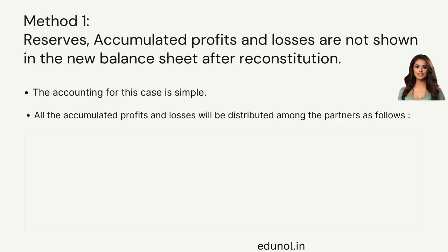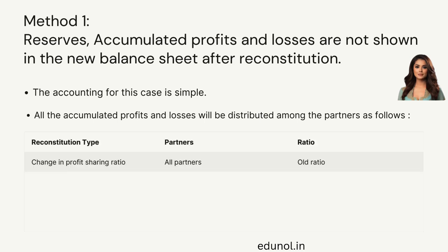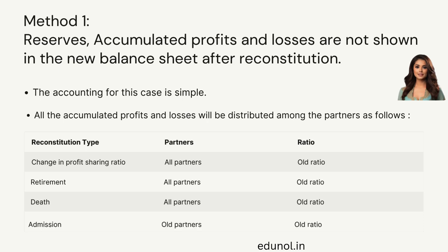All the accumulated profits and losses will be distributed among the partners as follows. In case of change in profit-sharing ratio, retirement and death of a partner, distributed among all the partners in the old ratio. In case of admission of a new partner, distributed among the old partners in the old ratio.